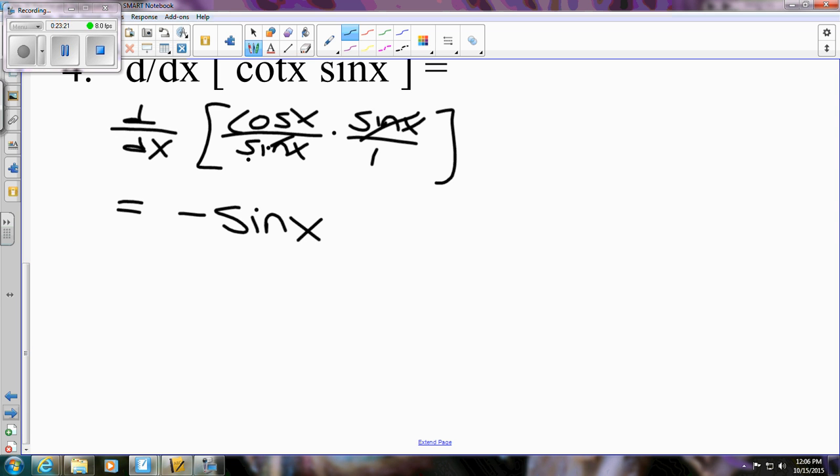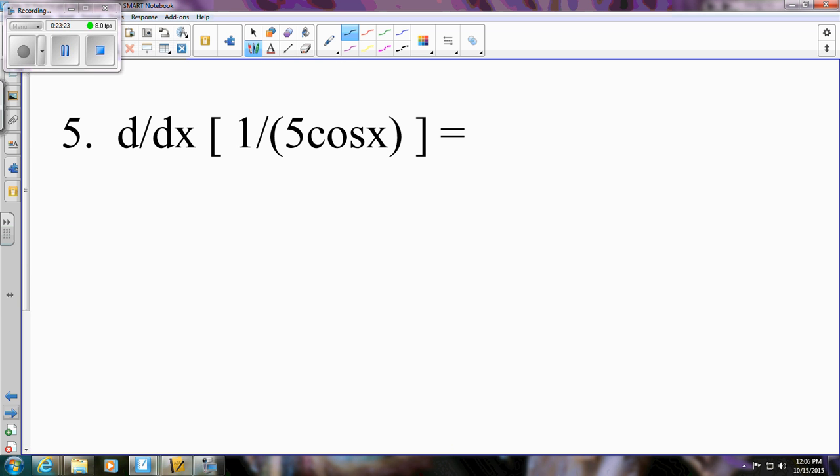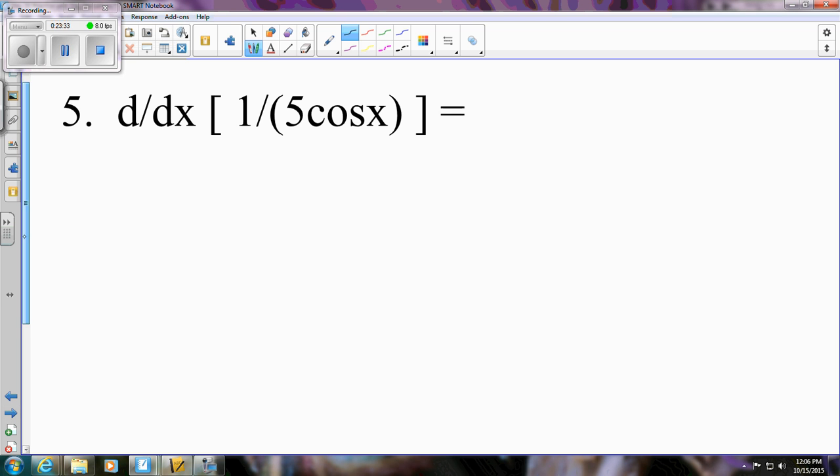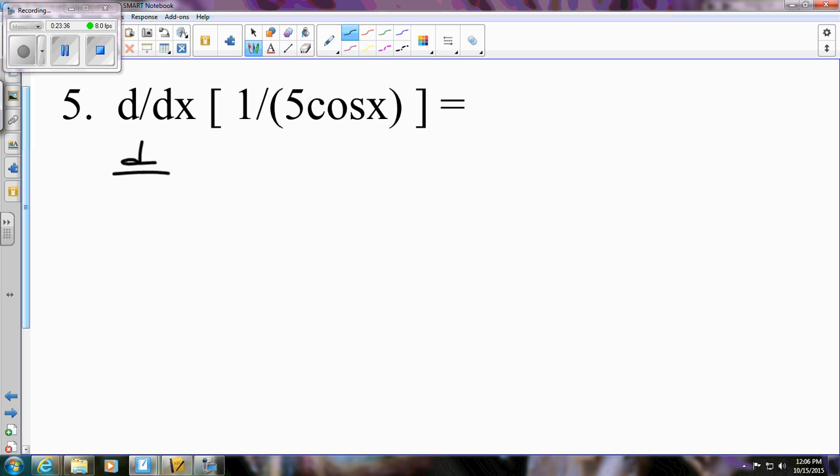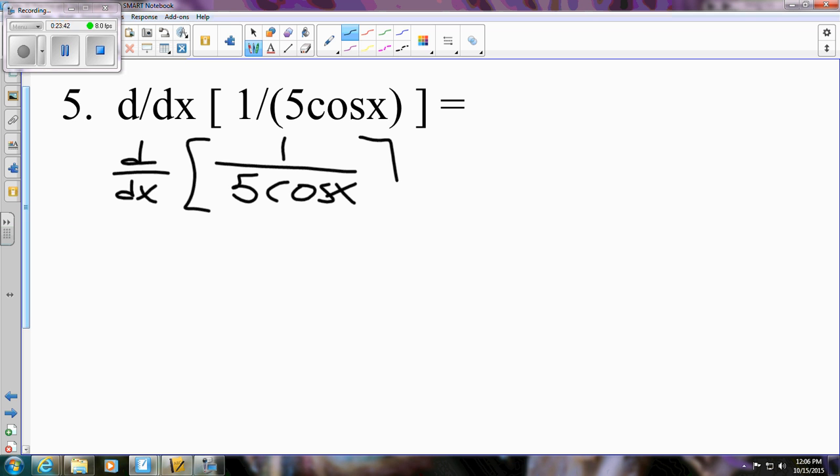Number 5. Wonder how you're going to rewrite that. Or else you could use the quotient rule. Nothing wrong with the quotient rule, but you could rewrite this one. Think about how you could rewrite that.